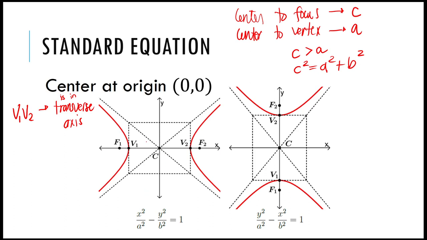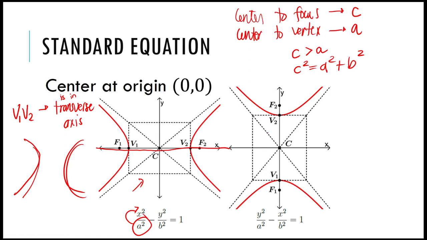Kung yung transverse axis natin ay horizontal, nandoon po sa ilalim niya si a squared, nasa ilalim ni x squared. Conversely, kung yung a squared ay nasa ilalim ni x squared, dapat yung transverse axis natin ay horizontal. Ganito ang magiging itsura dapat. Left and right dapat yung ating hyperbola.